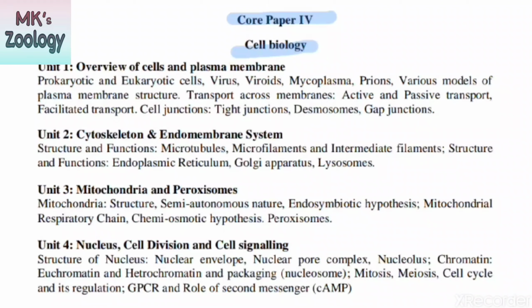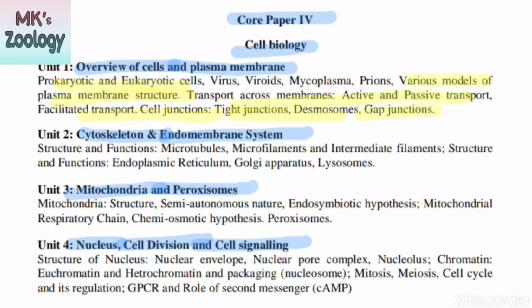In cell biology, there are 4 units. Unit 1, that is cells and plasma membrane. Unit 2, that is cytoskeleton and endomembrane system. Unit 3, that is mitochondria and peroxisomes. Unit 4, that is nucleus, cell division and cell signaling. In Unit 1, you have to study the prokaryotic and eukaryotic cells and various models of plasma membrane structure and the transport across membrane, active and passive transport, facilitated transport, cell junction, tight junction, desmosomes and gap junctions.